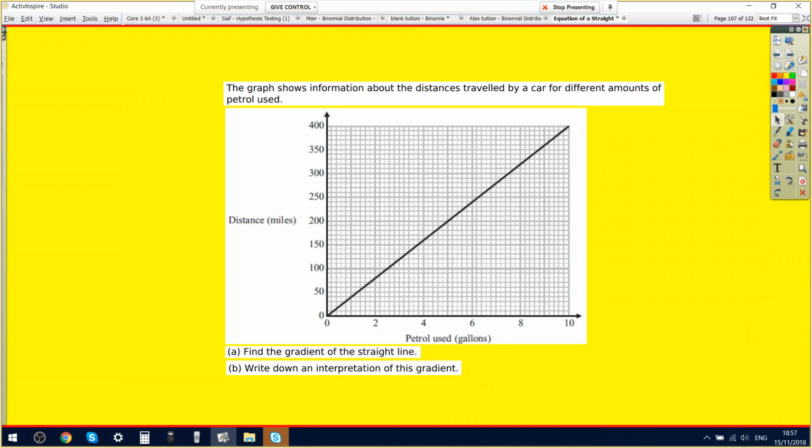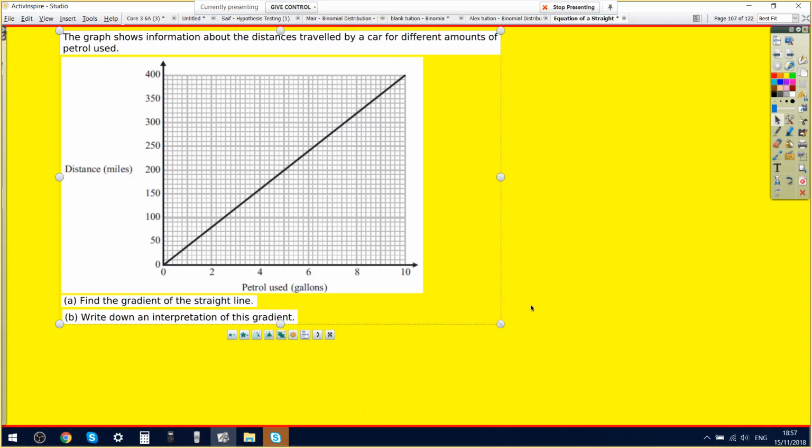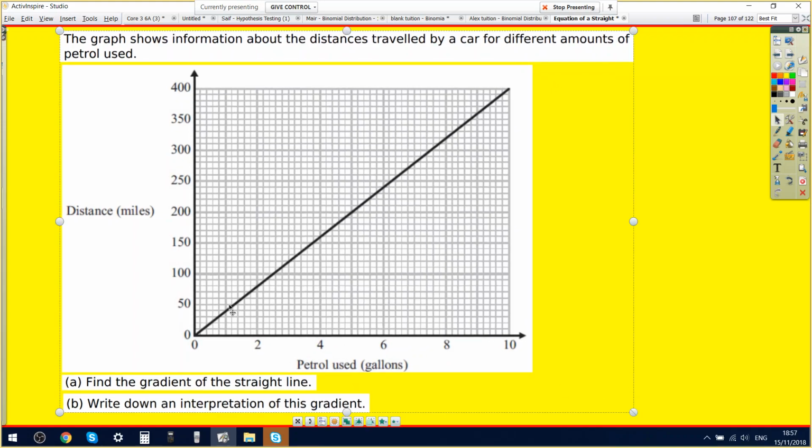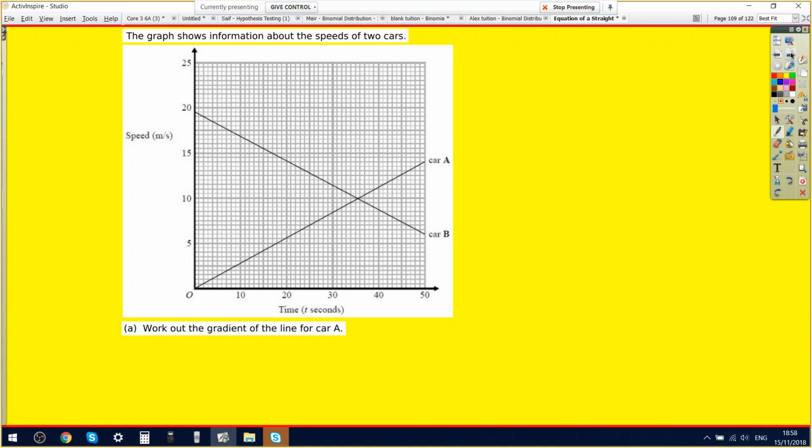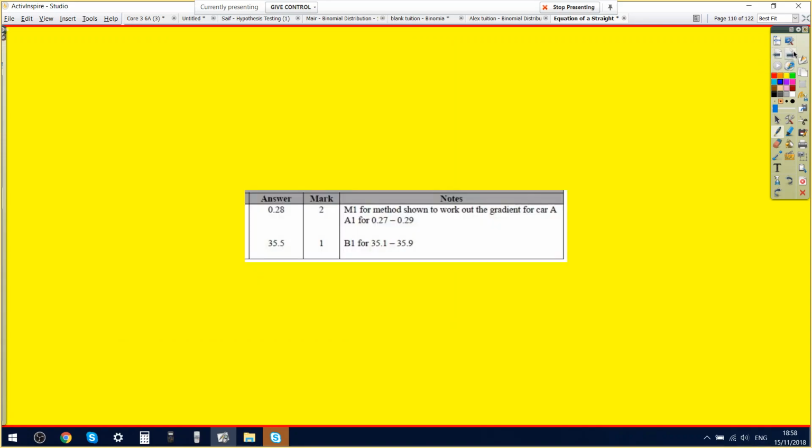Gradient. Okay, what's the gradient of this line? How do you get that? Wouldn't it just be 0, 0 and 10, 400? Yeah. So the difference there is 10 and 400. How many 10s fit into 400? 40. Yeah. 40. So this gradient is a calculator one, but it's very similar. It's just you use your calculator with it.